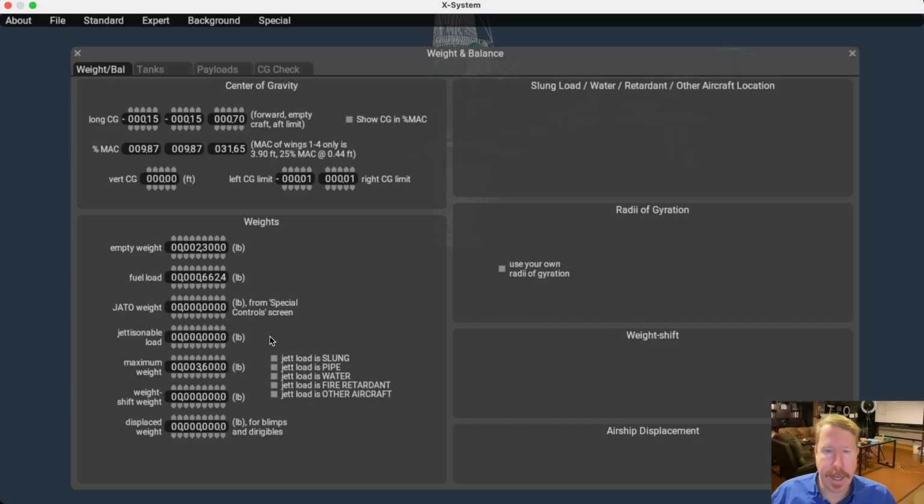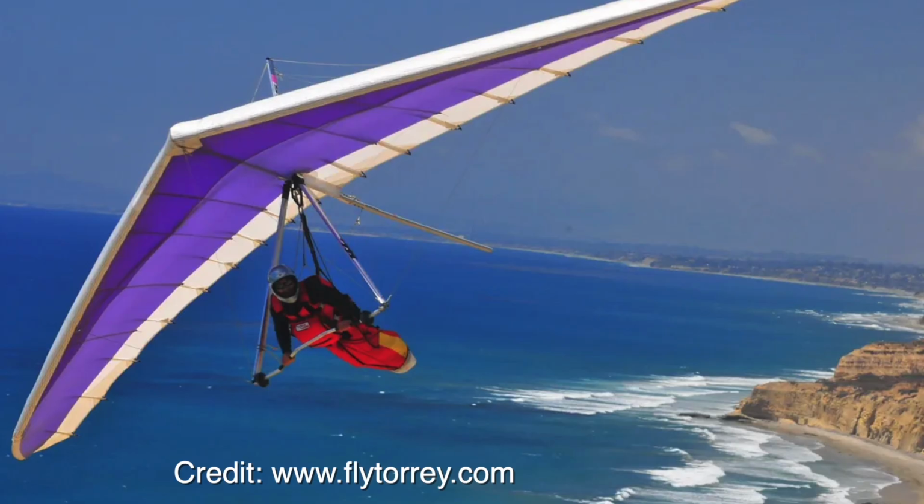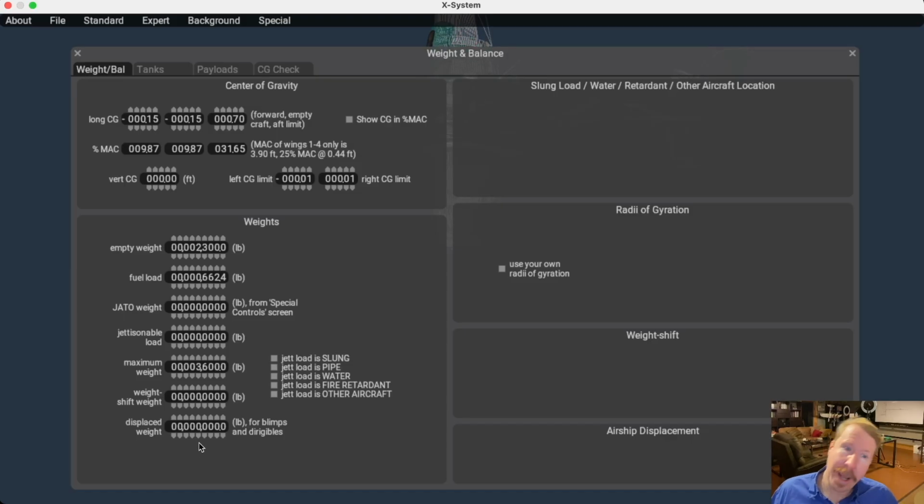The maximum weight, I think we know what that is. And the weight shift weight. Well, this is if you're doing a hang glider. It's how much you weigh as you shift your weight around. So that's kind of funny. And displaced weight, that's how much weight you can displace if you are a dirigible.